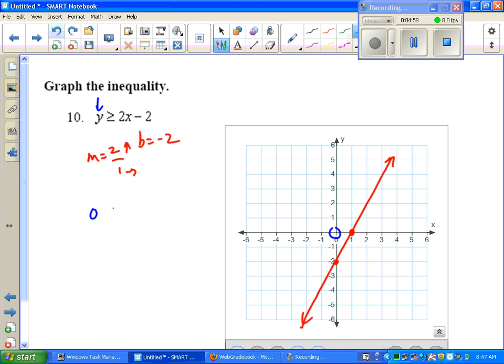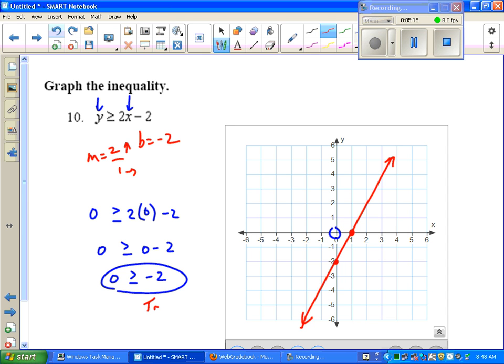0 becomes y is greater than or equal to 2 times 0 in place of x minus 2. So 0 is greater than or equal to 0 minus 2. 0 is greater than or equal to negative 2. Evaluate that statement. 0 is greater than or equal to negative 2. So now it is a true statement, which means everything to the side of 0, 0 is true.